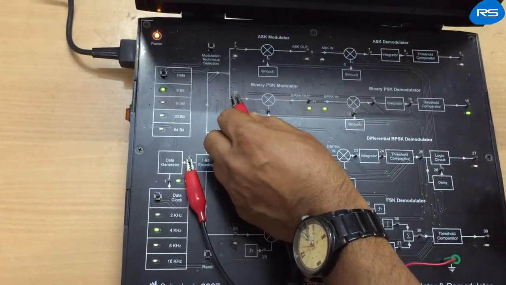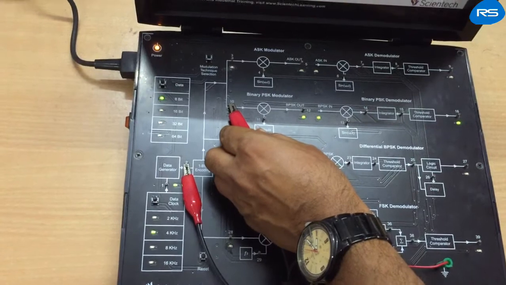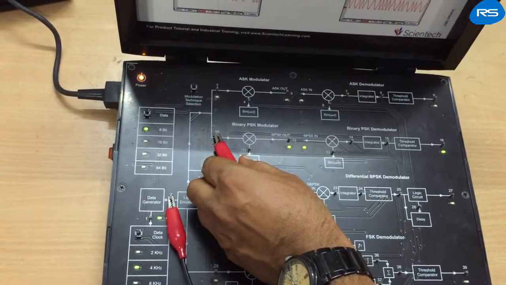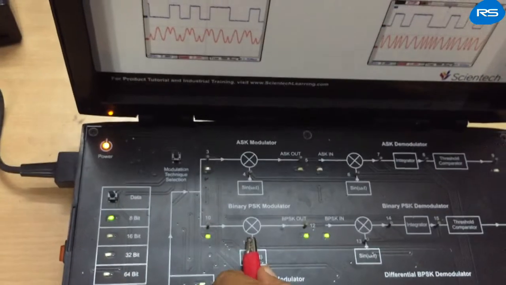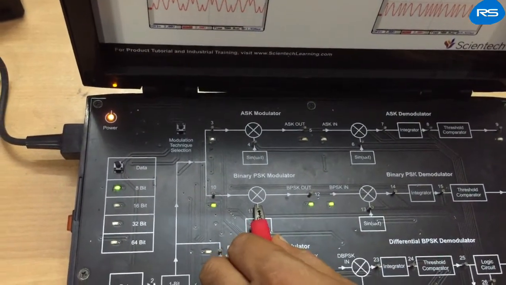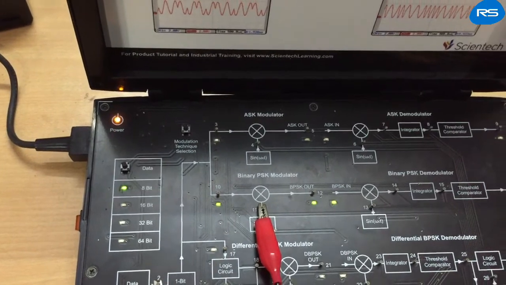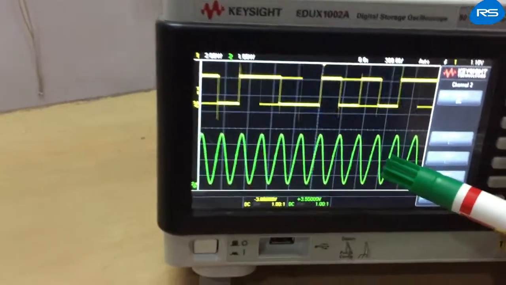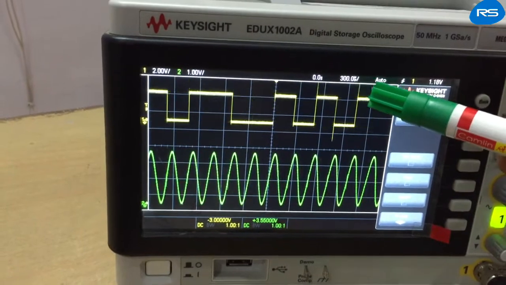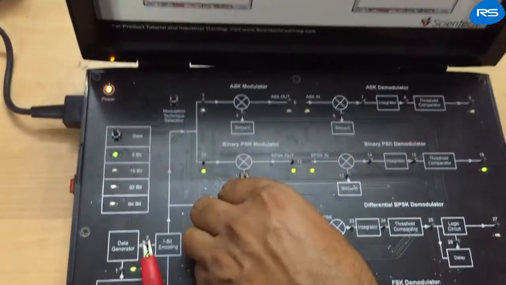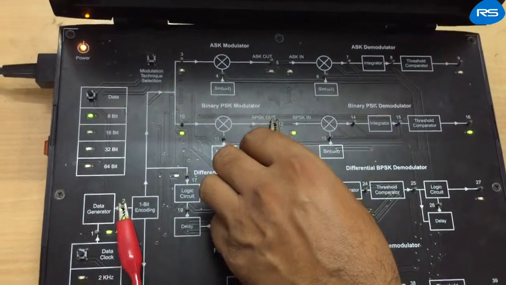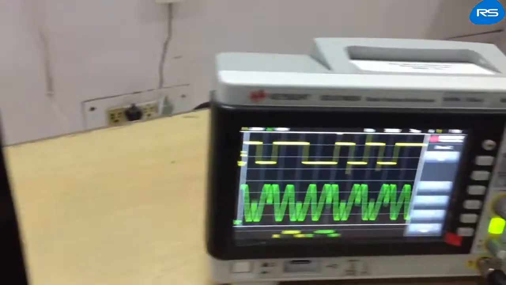Let us observe the signal at point number 10. This is the signal at point number 10. The signal at point number 11, which is a carrier wave, is this one. This is your carrier wave. This is your message signal in the form of bit streams. The BPSK output can be observed at point number 12, which is shown here.